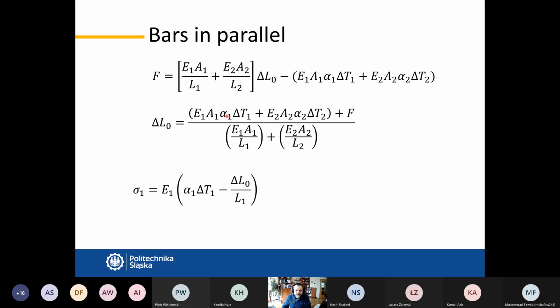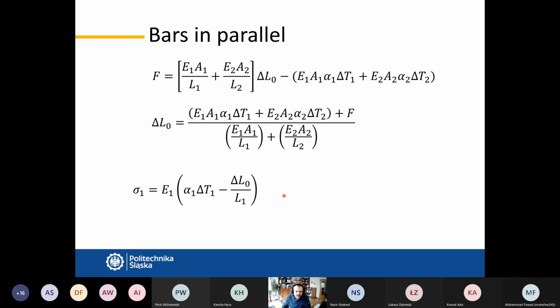expansion coefficients, but also we have here geometry data. So how massive the object is, A1, A2. We have also length, because the elongation depends on the length. So this is the total elongation of the entire system, what we will observe at the end on the right hand side.